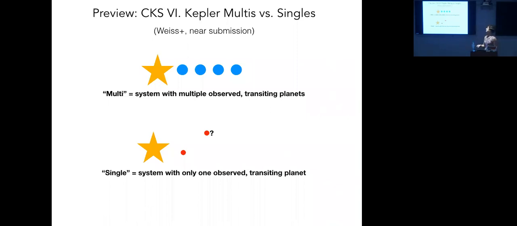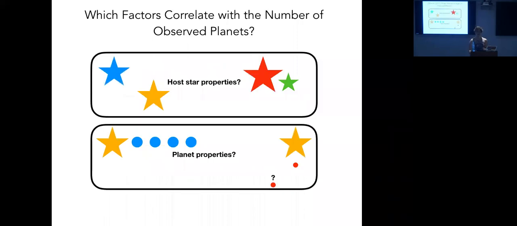So just to review some terminology here, when I say multi, what I mean is a system that has multiple observed transiting planets. And when I say single, I mean a system with only one observed transiting planet, but there could be other non-transiting planets. We just don't know about them because they don't transit. So I was interested in which factors that we've now measured correlate with the number of observed planets. So in particular, how do the host star properties compare to the multiplicity of planet systems? And how do the planet properties compare?